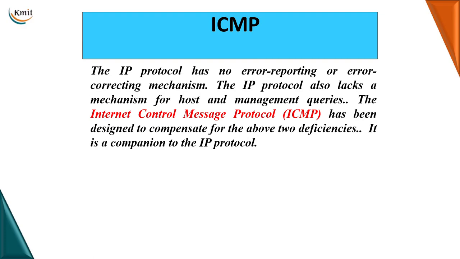What was the IP protocol? The Internet Protocol is a connectionless, unreliable protocol that does not provide any kind of error reporting or error correcting mechanism. It also lacks facilities for host and management queries. So to compensate for these deficiencies, we make use of the ICMP protocol, which is the Internet Control Message Protocol, a companion to the IP protocol.